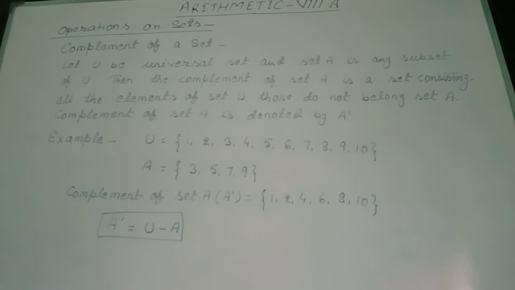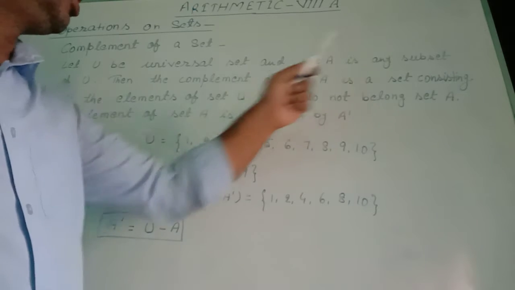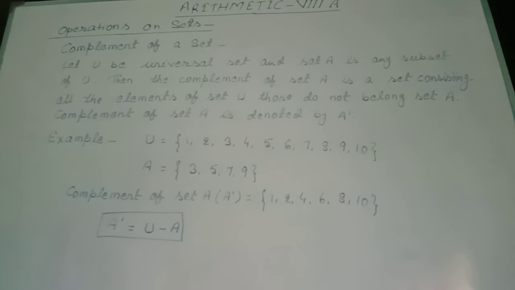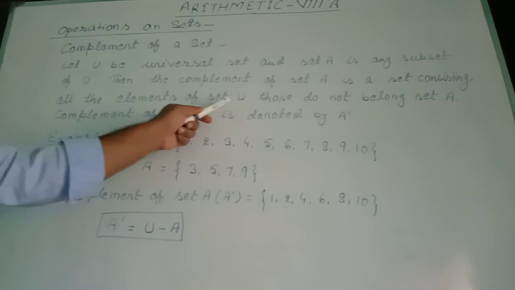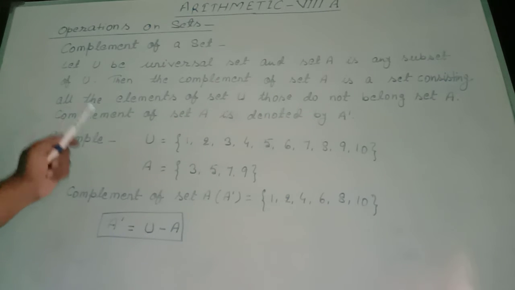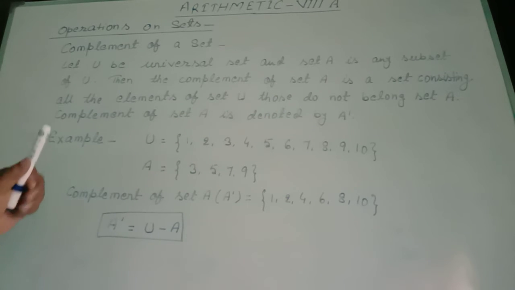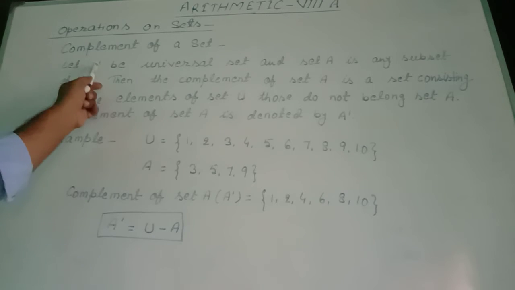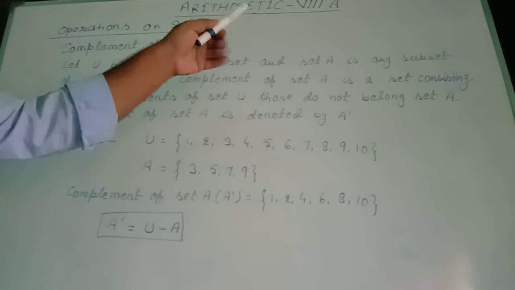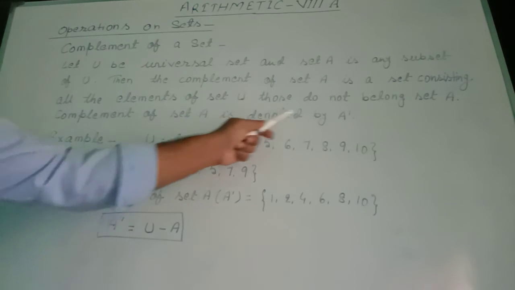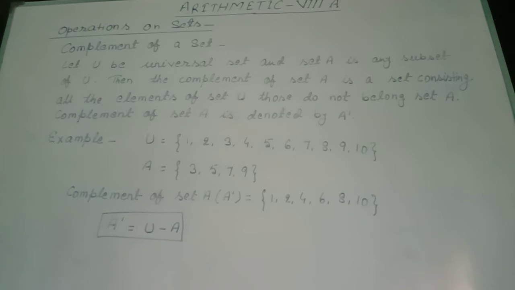Next topic is complement of a set. Let U be universal set and set A is any subset of U. Then the complement of set A is a set consisting of all the elements of set U that do not belong to set A. Means all the elements of set U that do not belong to set A is the complement of set A. It is denoted by A dash and it is read as complement of set A.